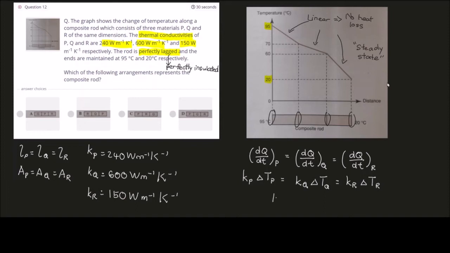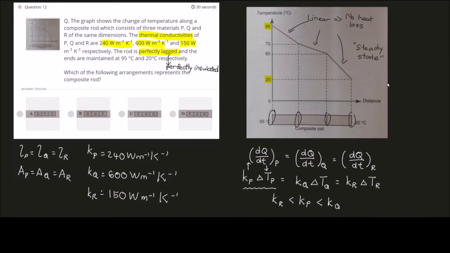We know that KR is the smallest, followed by KP, followed by KQ. KQ is the largest. Okay, so let's see. If K delta T is constant, if you have a larger K, a larger thermal conductivity, what will happen is, to make this value constant, K delta T should remain constant for all three of these because they remain equal. You want to equal all these things, which means if you have a larger KP, you need to have a smaller delta T.